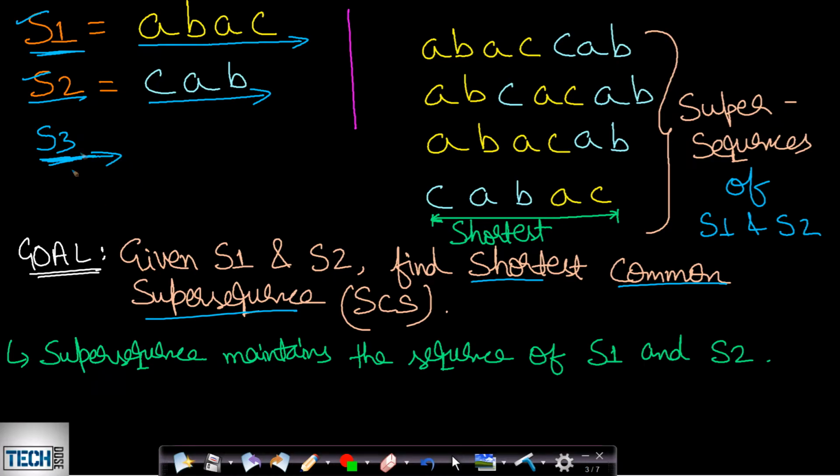So one very simple type of supersequence will be if you just add S1 and S2 side by side, such that you are just concatenating the strings. So if you concatenate, then this string will be the resulting string. In this case, you can see that ABAC and CAB have been added side by side. So if you take this string S3, then you can see that string S1, ABAC, is a subsequence present in this string S3, and also this string S2, which is CAB, is present as a subsequence in this string S3, right? So you can say that this string S3 is a supersequence.